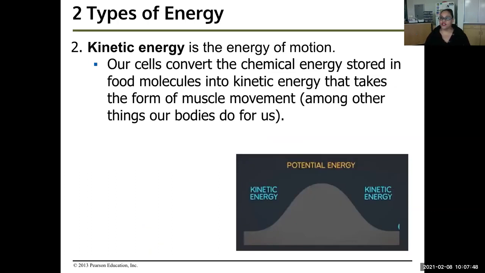Kinetic energy is the energy of motion. Our cells convert the chemical energy stored in food molecules into kinetic energy that takes the form of muscle movement, among other things that our bodies do for us. Kinetic energy is actually being used and not just stored in some molecules somewhere. Most of the time, our kinetic energy goes to moving our muscles however we're doing it.